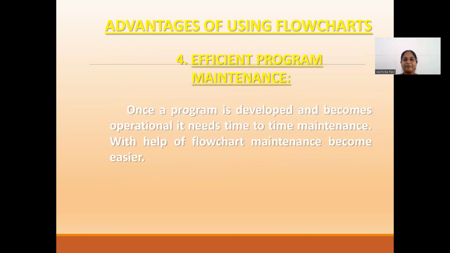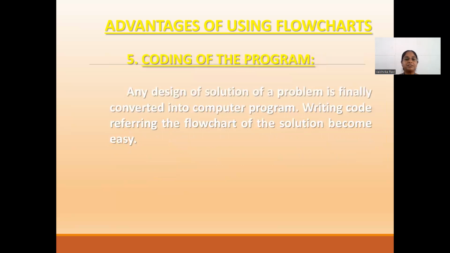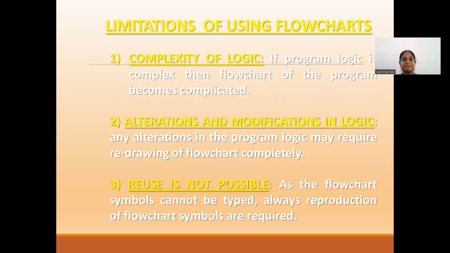And the next one is efficient program maintenance. Once a program is developed and becomes operational, it needs time-to-time maintenance. With the help of the flowchart, maintenance becomes easier because it is a pictorial representation. Next one is the coding of a program. Any design of a solution of a problem is finally converted into a computer program. Writing code referring to the flowchart of the solution becomes easy.